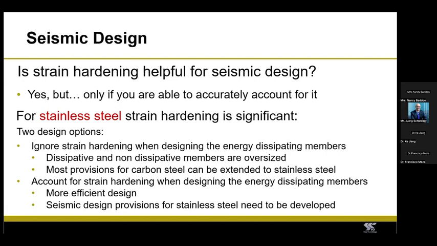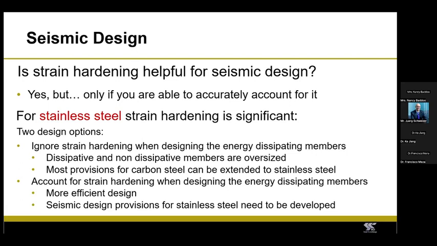So with the first option, the energy dissipating members are designed without considering strength hardening. Because of this, the design option is conservative and will lead to structures with oversized dissipative members. Now, because the energy dissipating members are oversized, the non-dissipative members will also be oversized. So the advantage of this design option is that you could argue that if this design approach is followed, most of the seismic provisions for carbon steel could be applied to stainless steel.